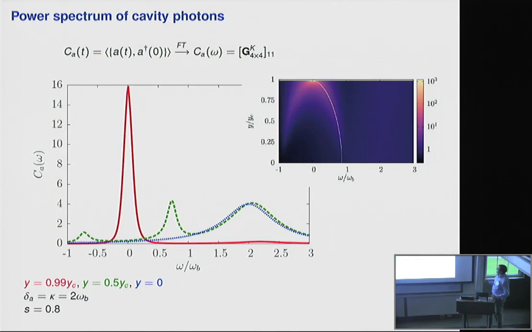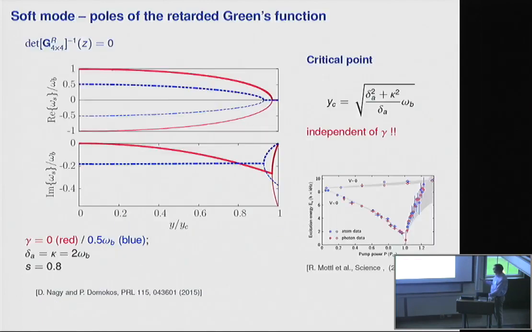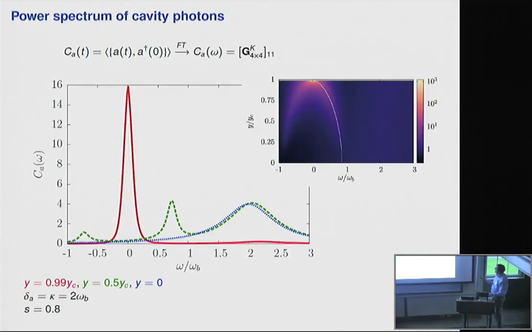Now, if we do this continuously, there is this color-coded plot. So this is the frequency, and this is the control parameter from the uncoupled system to the critical point, and the color code shows the peak height. And there's an overlapping white curve that is exactly this soft mode. I'm sorry, this blue one. And there's a good overlap. So if we are not close to the critical point, this soft mode seems to be at the correct place.